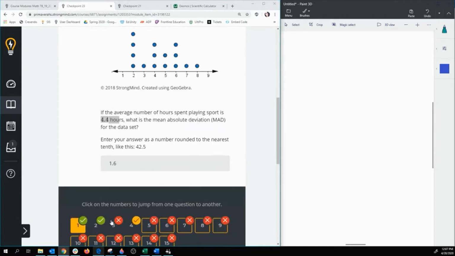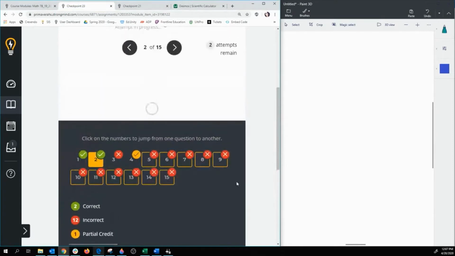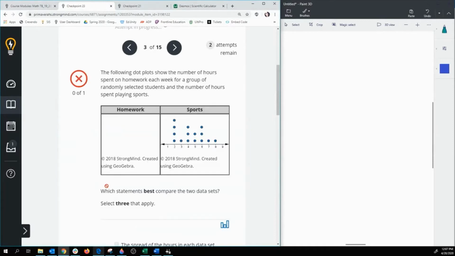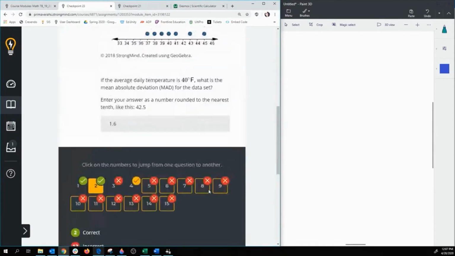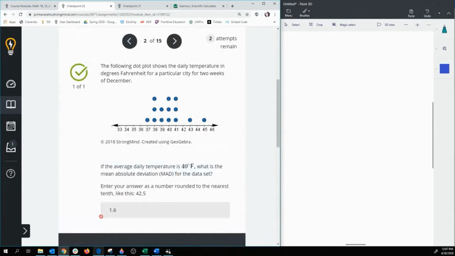All right, so the second one. On the second one here, you also got this one correct. Wow, it's the same answer. Interesting. So this question told you that the average daily temperature was 40 degrees, and we wanted to know what's the mean. So you probably took the average, subtracted it from each one of these data points, added those together, divided it by total number of dots. Would you like me to go through this one, or are you okay with skipping it?